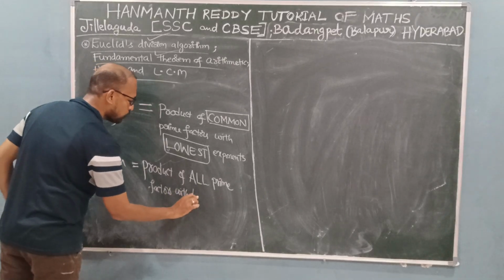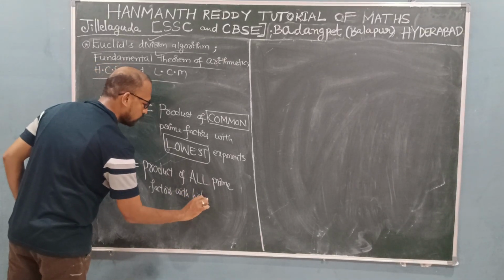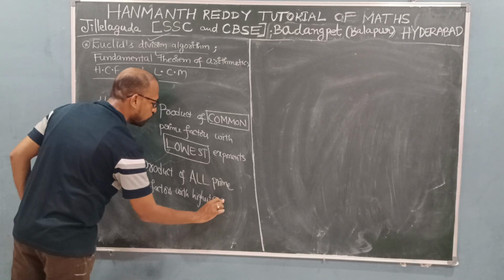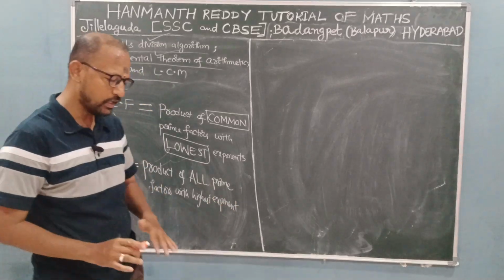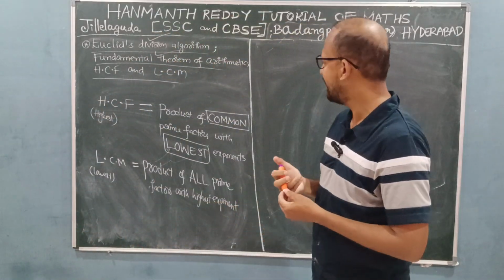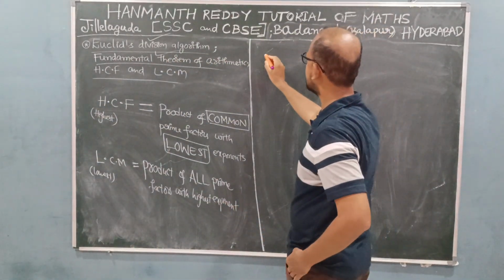With the highest exponent. Let me go through examples. I will just explain what this is. I am not explaining about 12 or 13 cents. Let us take some numbers.